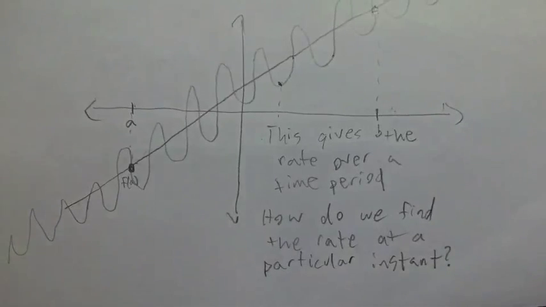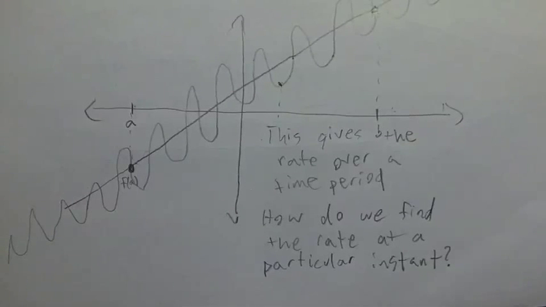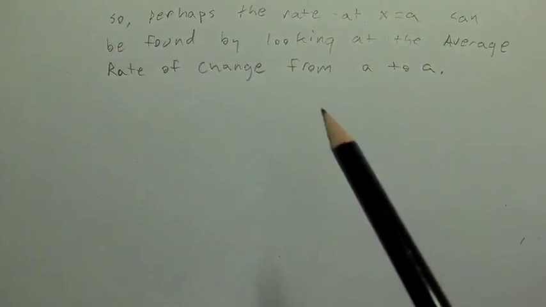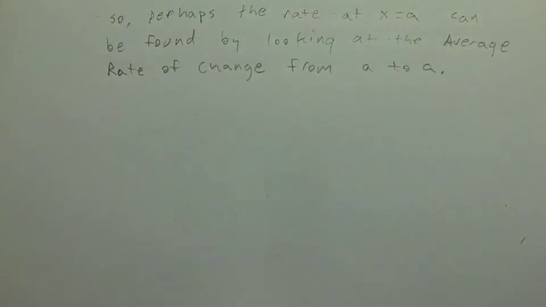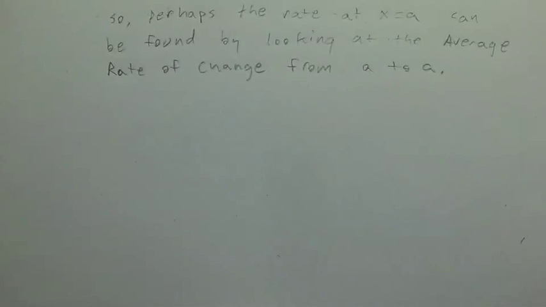And the answer to this question basically comes from limits, because what someone much smarter than me came up with, they said, well, okay, we have the formula for the average rate of change. How about we look at the average rate of change from A to A? So perhaps the actual rate of change at x equals A can be found by looking at the average rate of change from A to A.